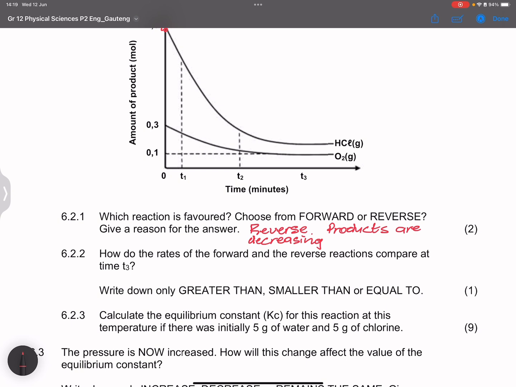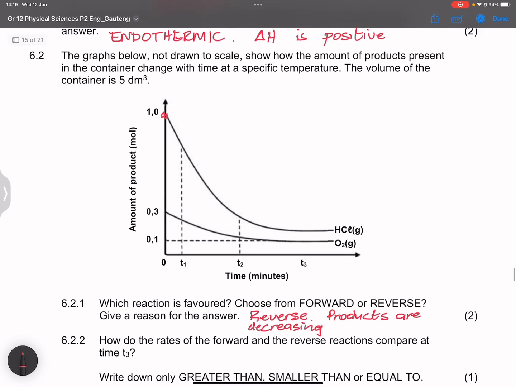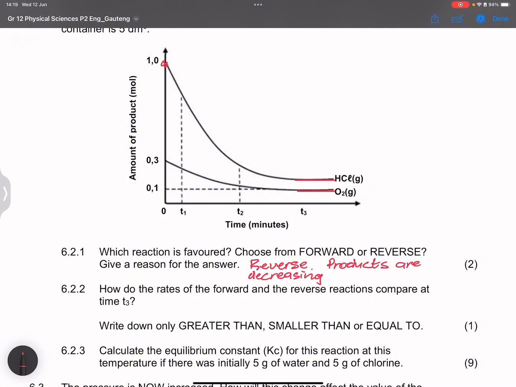Now they say, how do the rates of the forward reaction and reverse reaction compare at T3? If we look at T3 there, the graphs are parallel to each other. So this does suggest that we've reached a state of dynamic equilibrium. So we can say that they are equal, which means that the rate of the forward reaction is equal to the rate of the reverse reaction. So let's go to the very next question. They say, oh, in fact, I didn't see that. They said write down only greater than, smaller than, or equal to, so it would definitely be equal to.